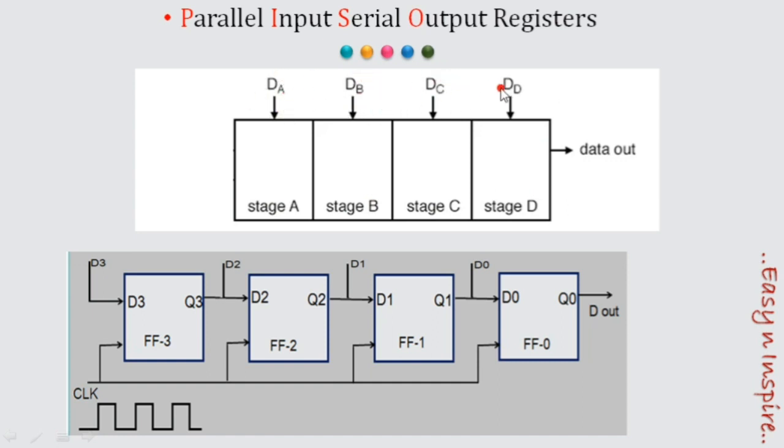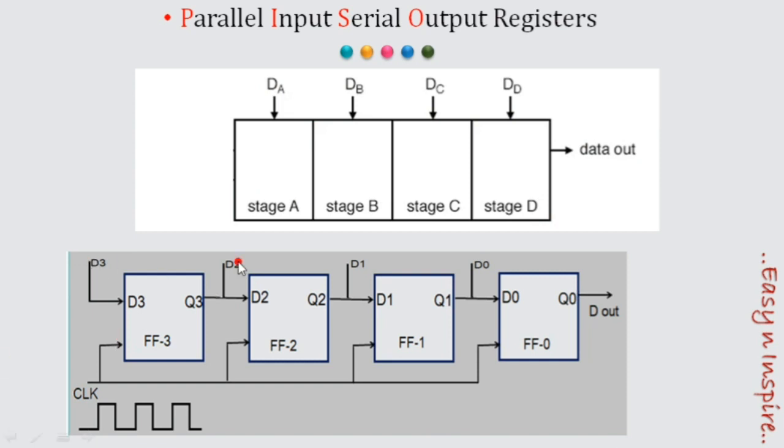I am taking four inputs like this because it is parallel input, I have to apply my input parallelly. At the same time I am going to apply all my inputs to the flip-flops. So my input to the register is parallel and my output is taken here. See, at this point after the fourth flip-flop, this is the serial output: parallel input and serial output. So this is the block diagram I have drawn using D flip-flops.